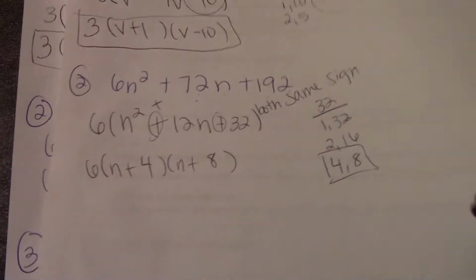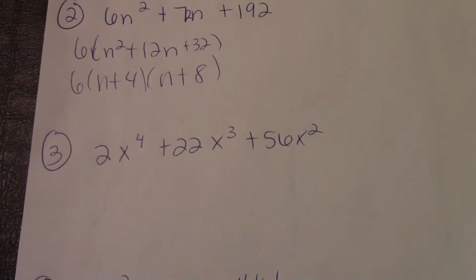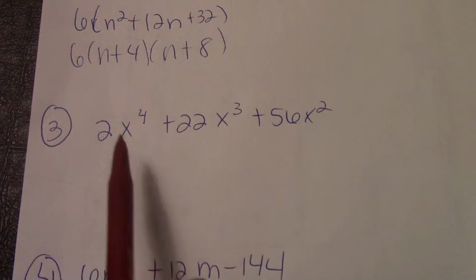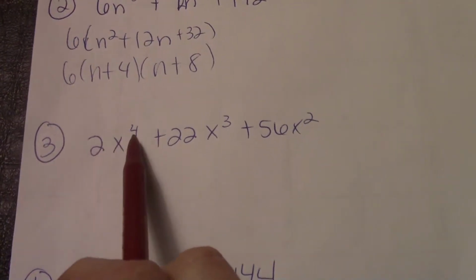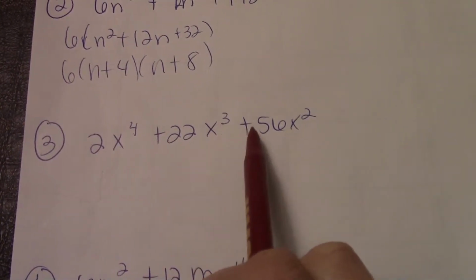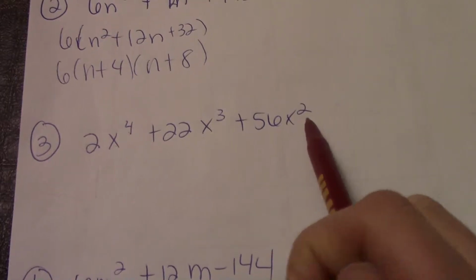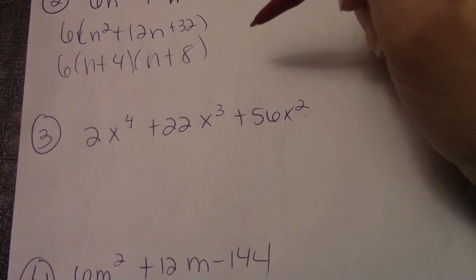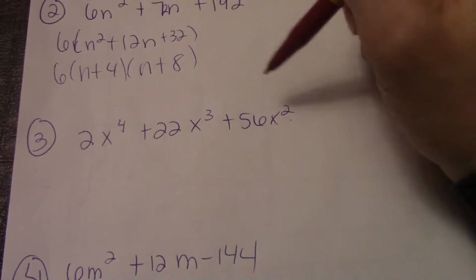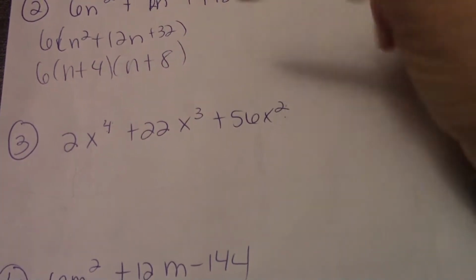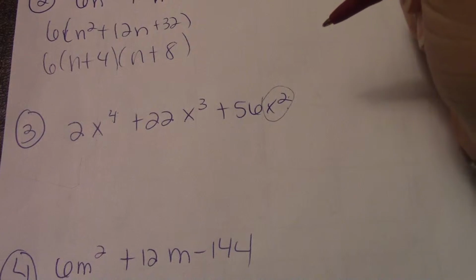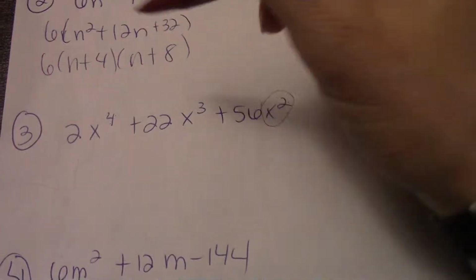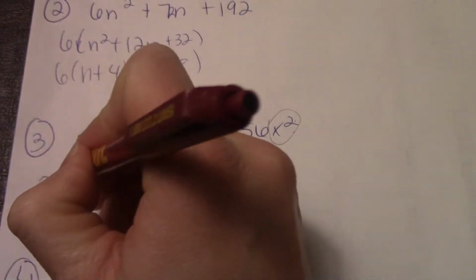Okay, now number 3. This time we have 2x to the 4th plus 22x cubed plus 56x squared. So this time we've got letters in all of them, so we can take out letters. If they're in standard notation where they go from greatest to least, it's always going to be this back one you're going to take out. And then we also, 2 can go into each one of them. So 2x squared comes out here.